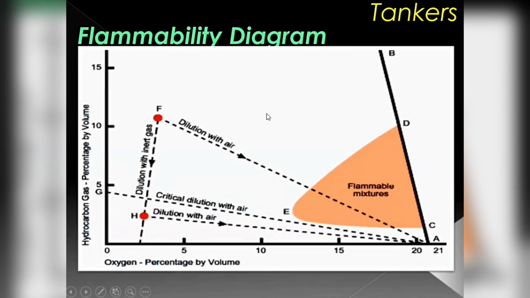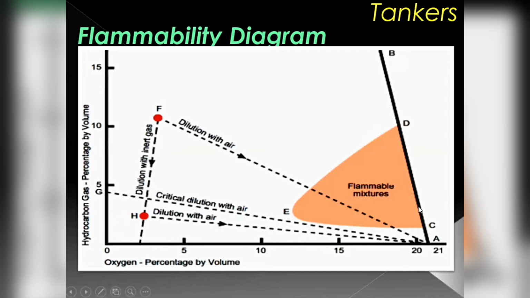On the left side of this line AB is an inerted atmosphere. You are introducing inert gas into the atmosphere of the tank. So as the inert gas is introduced, there is a drastic fall of the upper flammable limit, though the lower flammable limit remains the same, and they meet at a point known as E, which is at 11% by volume of oxygen.